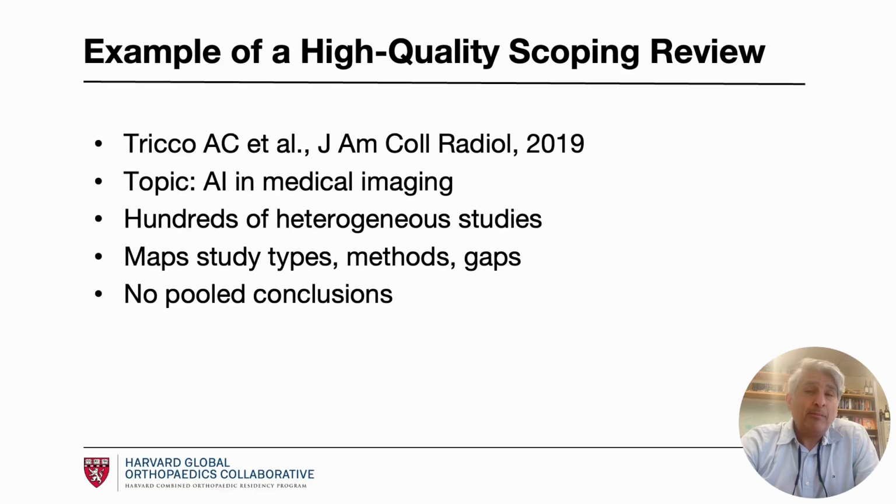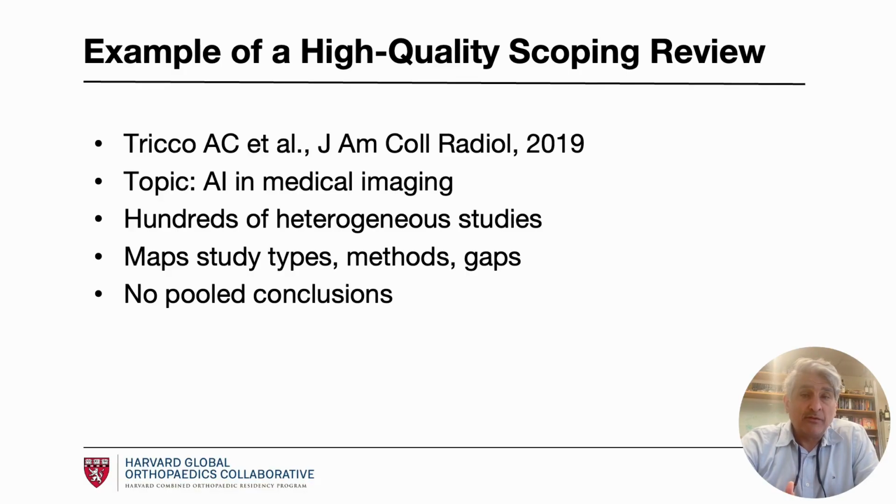As an example of a high-quality scoping review, this is a work by Trico et al. at the Journal of the American College of Radiology. This paper is not trying to say AI works or doesn't work. It's answering a different question: what has been studied, how, and where are the gaps? There's a distinction here that is critical to note.